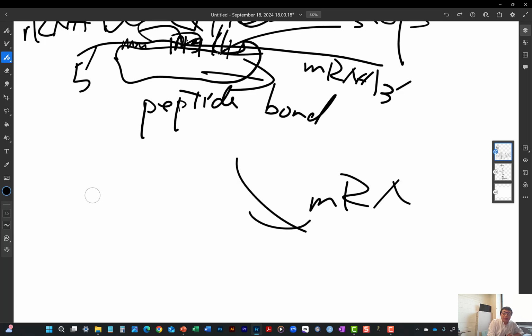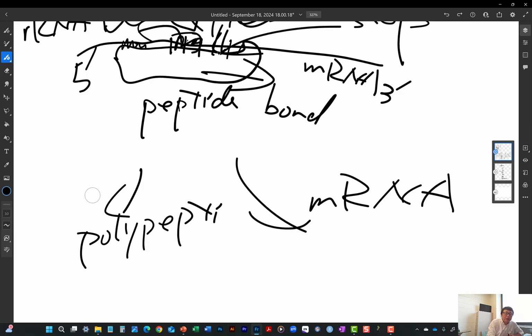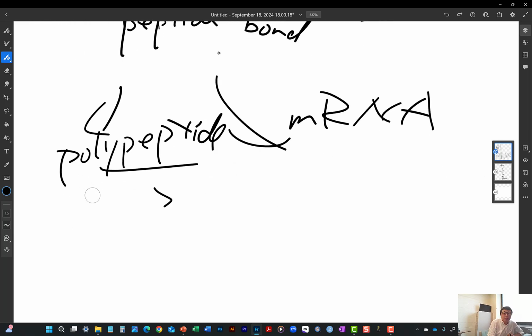The mRNA will bind to other ribosomes. And actually, the mRNA can be used several times. And at the same time, you have a polypeptide, and this polypeptide will fold into a protein.